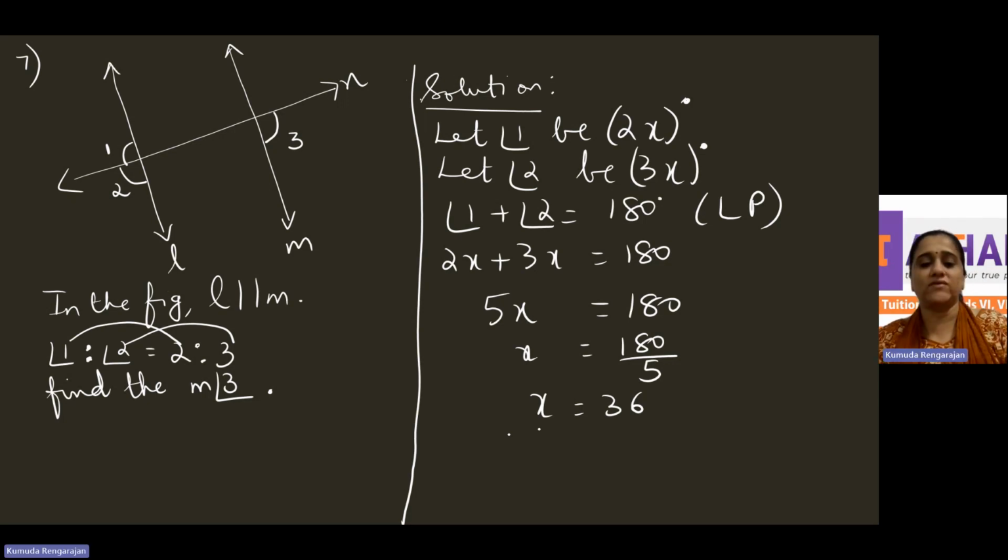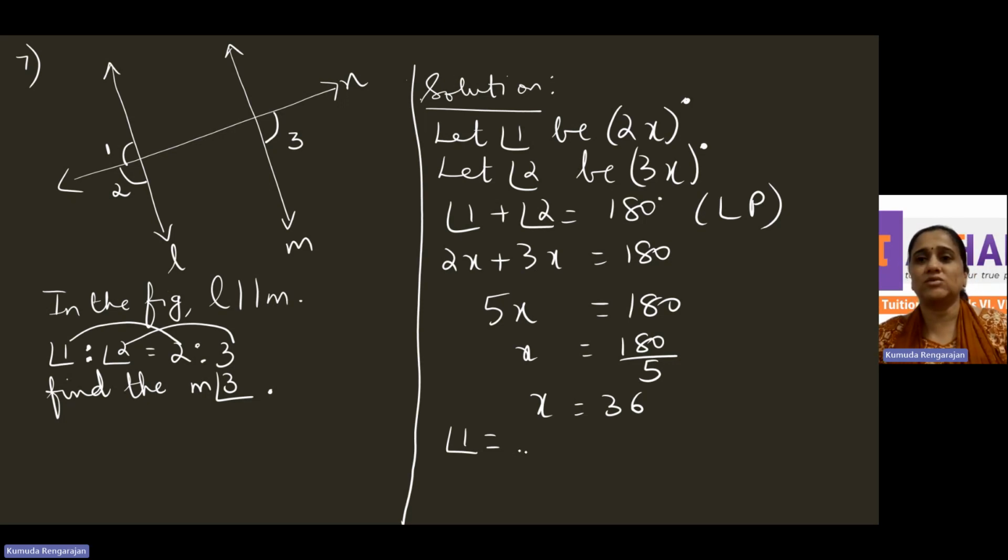So we'll find only angle 1. Why are we finding angle 1? Because to find angle 3, we want angle 1. Because 1 and 3 are alternate exterior angles, they are equal. I want to find 3, but how will I find 3 without anybody's help? I need somebody's help, so I'll find angle 1. Since the lines are parallel, alternate exterior angles will be equal.